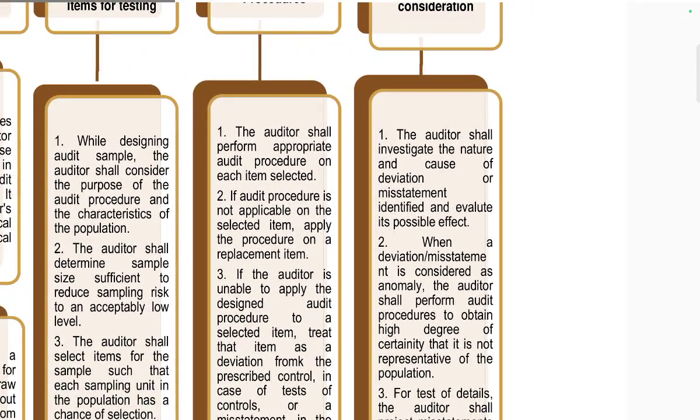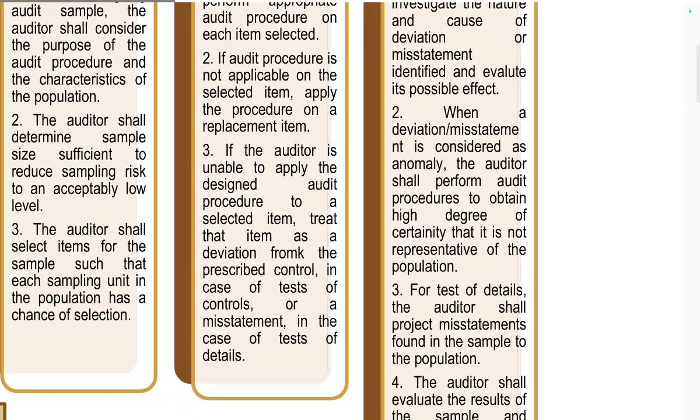Performance of the audit procedure. The auditor shall perform the appropriate audit procedures on each item selected. If the audit procedure is not applicable to a selected item, apply the procedure on a replacement item. If the auditor is unable to apply the designed audit procedure to a selected item, treat that item as a deviation from the prescribed control in the case of test of control, and as a misstatement in the case of test of details.